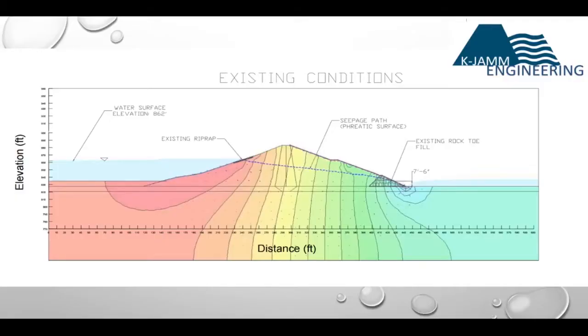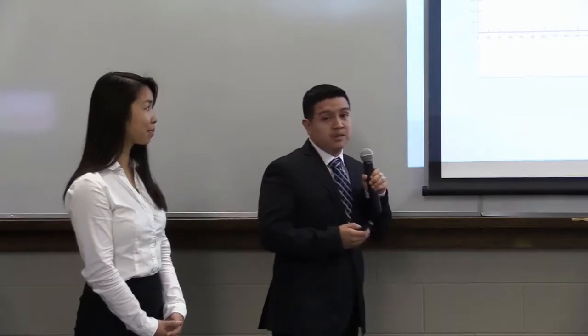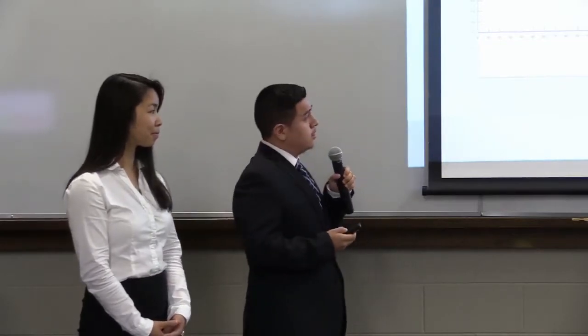So moving on, this is our seepage analysis. For the existing conditions, as you can see, the blue line shows a path of water going through. Seepage could cause a state called piping, which could really affect the stability of the dam and could cause erosion within the dam.